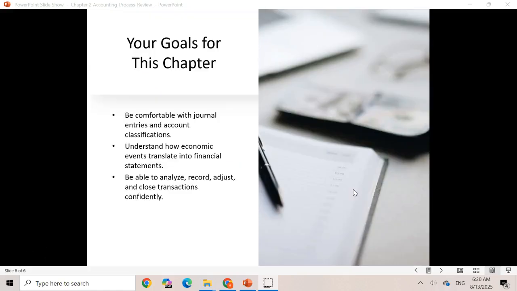I cannot emphasize enough how important these goals are for this chapter. If you accomplish these goals, you will have such an easier time with the rest of the semester, next semester, and when you go into an accounting job. Be comfortable with your journal entries and account classifications. Understand how those transactions end up in a financial statement, and be able to analyze, record, and do whatever you need to do with those transactions.